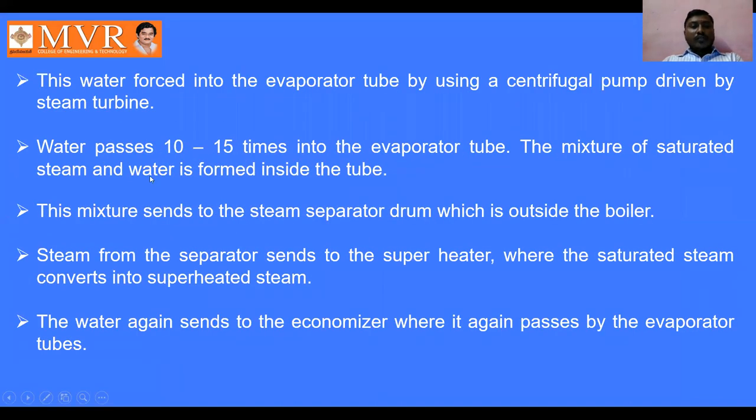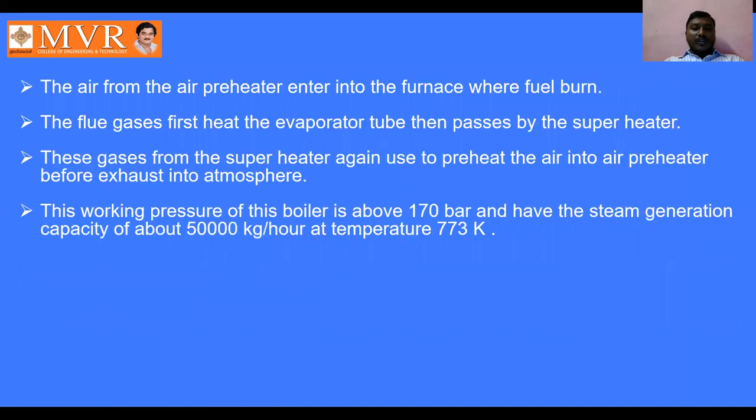In the evaporator, the mixture of saturated steam and water is formed inside the tube. The mixture is sent to the steam separator drum, which is outside the boiler. I have shown you in the diagram the steam separator, which can separate the steam and water. Steam from the separator is sent to the steam superheater, where the saturated steam is converted into superheated steam, which I have shown you in the diagram itself. The water is again sent to the economizer, where it again passes by the evaporator tubes.